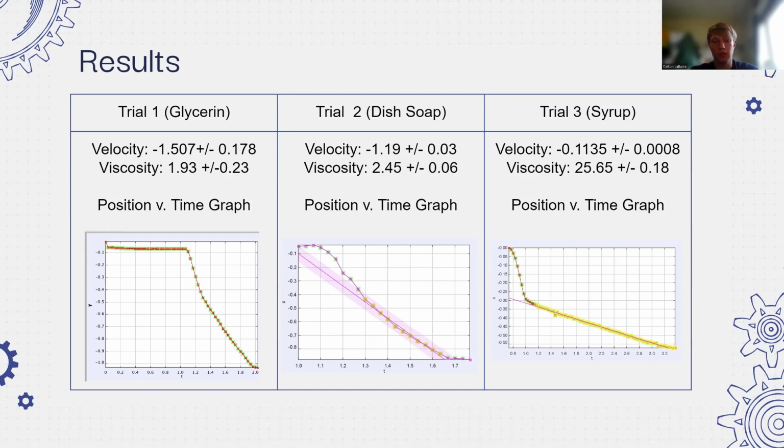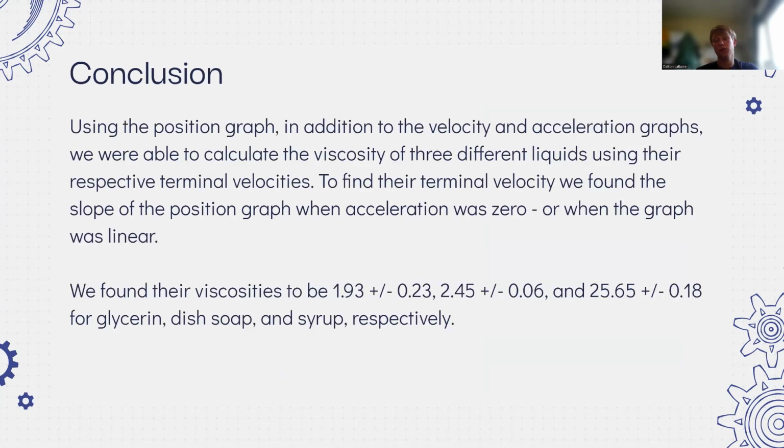And then using the equation that we came up with earlier, we calculated the viscosity to be 1.93. And then the same thing happened for dish soap and syrup, giving us negative 1.19, 2.45, negative 0.1135, and 25.65 respectively.